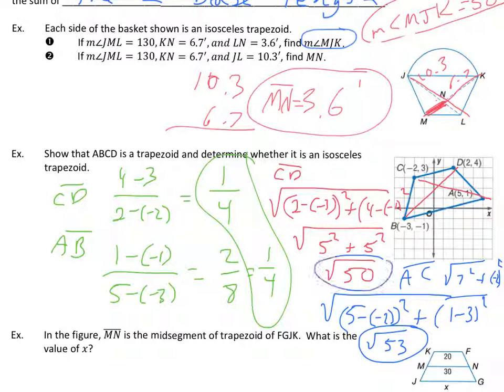These two are not the same. The diagonals are not congruent. Therefore, it's not isosceles. So it is just a trapezoid, not isosceles. So we check to see if it's a trapezoid by comparing the side lengths, the slopes, and seeing if they had one pair of parallel sides. If they did, we check the diagonals to see if they were congruent.